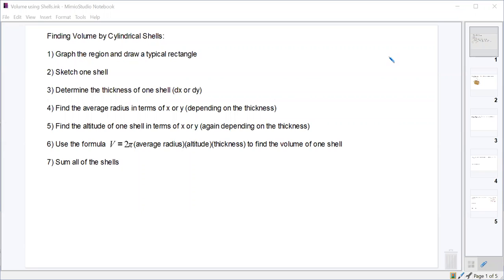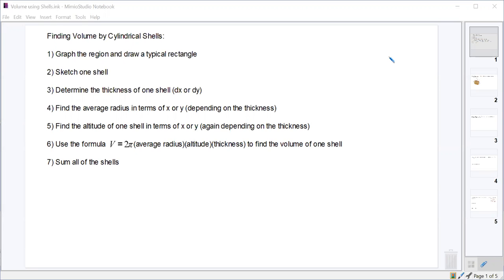All right. So cylindrical shells. In the past, we've taken a region and revolved it around the x-axis or the y-axis or some other horizontal or vertical line, and we get a solid geometric shape. We've sliced them either horizontally or vertically, so the cross sections are either circles or circles with another circle cut out of them. And we summed all those together and found the volume.